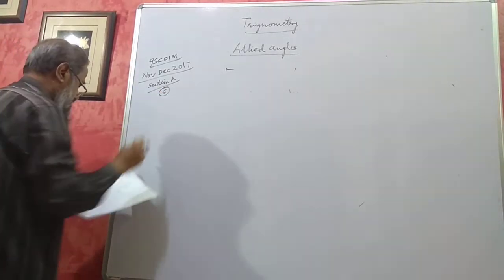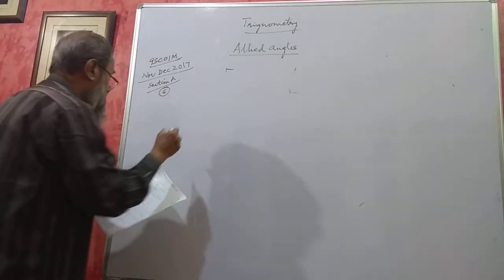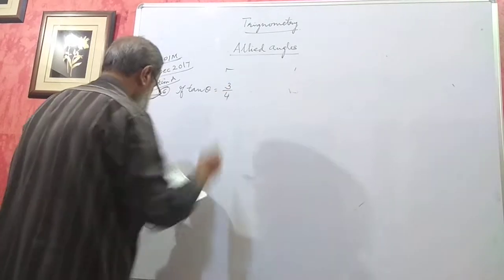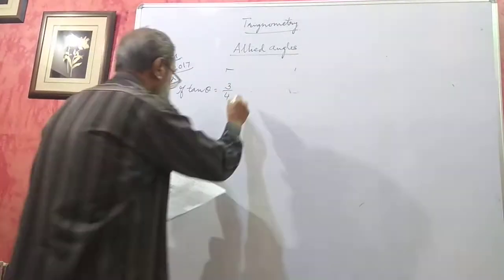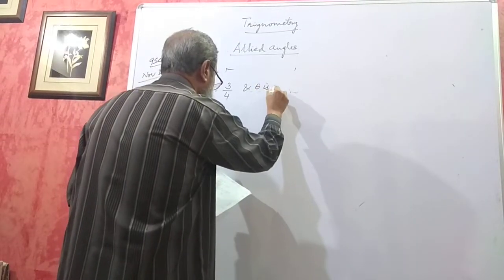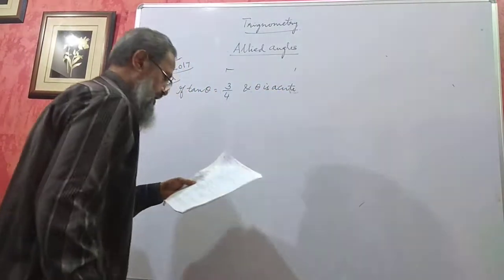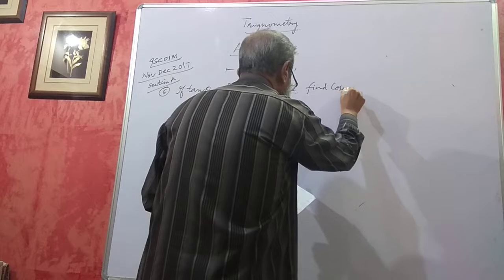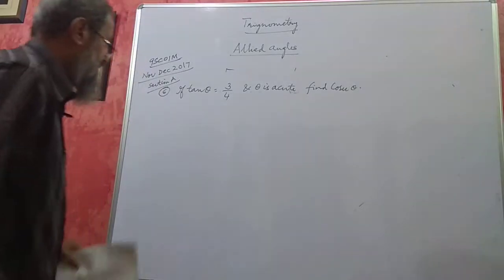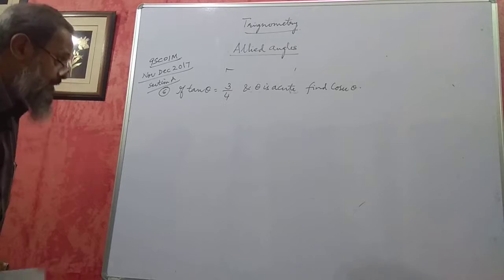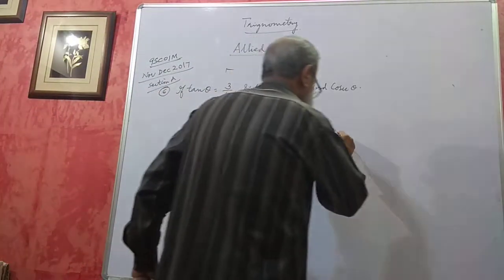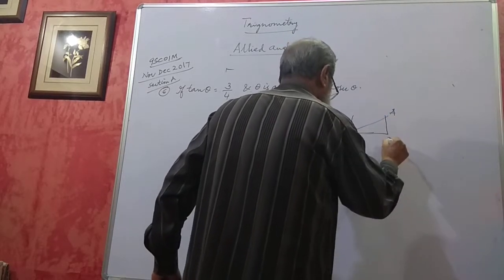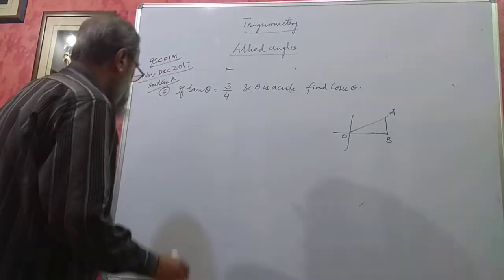Section A, question number 6. If tan theta is equal to 3 by 4 and theta is acute, that is less than 90, first quadrant, find cosec theta, 2 marks. Find cosec theta, it carries 2 marks. Draw a rough sketch again. A rough sketch OAB. You can give any name, need not be OAB only.